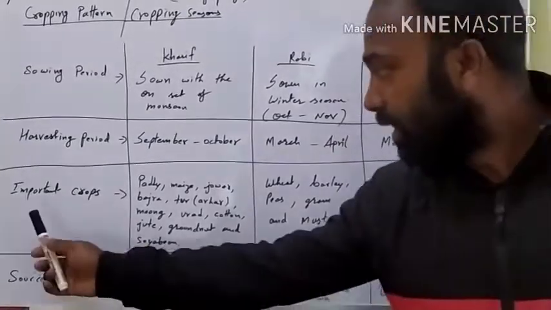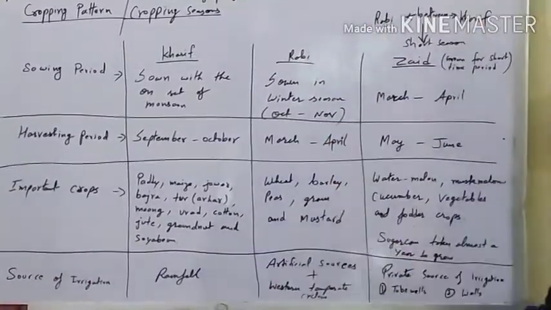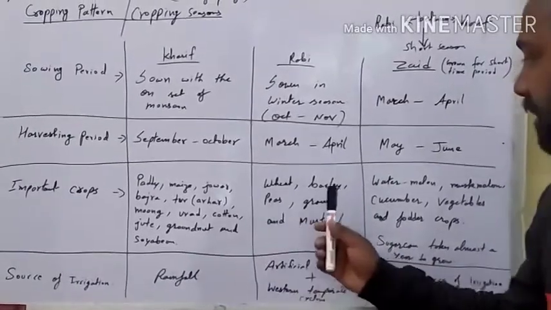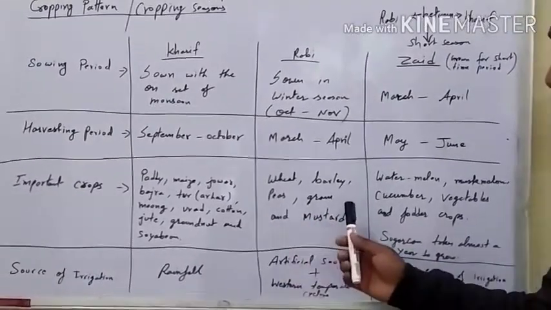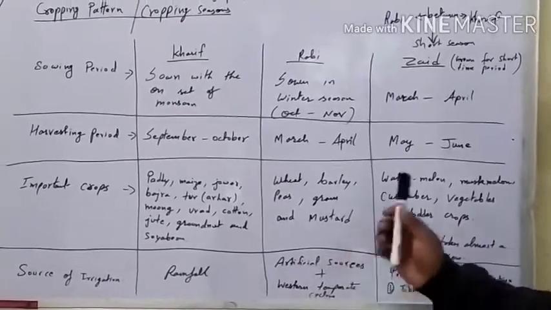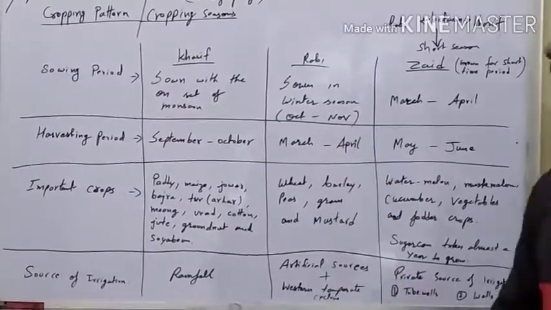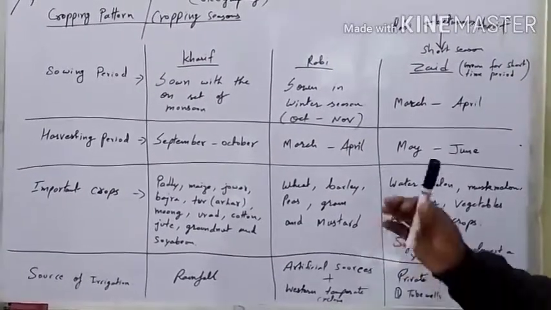Another one is the important crops which are grown in the Rabi season. That is wheat, barley, peas, gram, and mustard. These are the important crops which are grown in the Rabi season, that is the winter season.